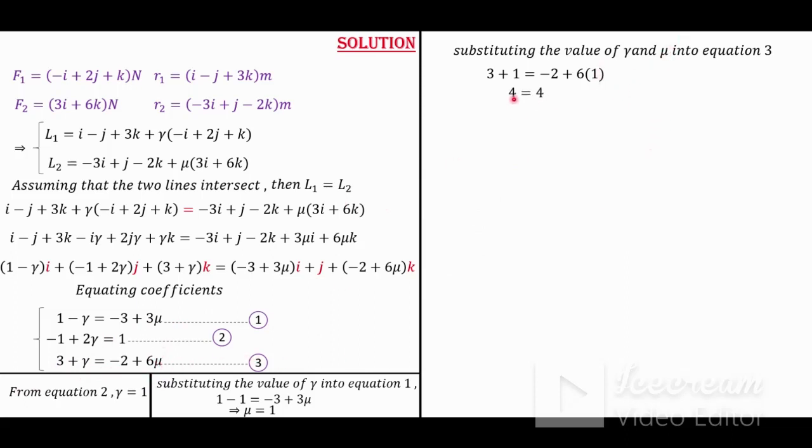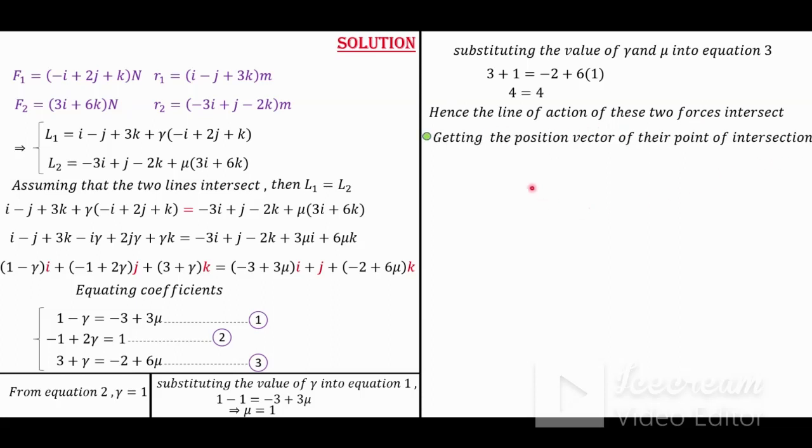Further simplifying, we obtain 4 on the left hand side and 4 on the right hand side, from which we conclude that the lines of action of these two forces intersect. You could also take the values of gamma and mu and substitute them into equation 1, and we would get the same result. Or you simply take the value of gamma and substitute it into equation 2. If the left hand side equals 1, we conclude that the lines of action of these two forces intersect, which we have already proved, because we saw that 4 is equal to 4.